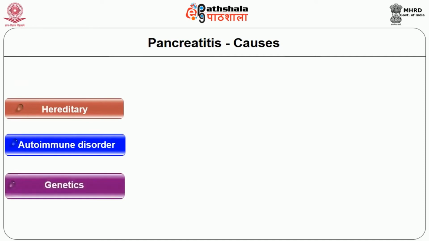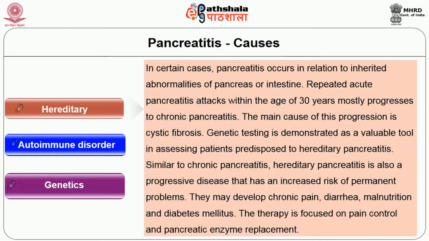Next cause is hereditary. In certain cases, pancreatitis occurs in relation to inherited abnormalities of the pancreas or intestine. Repeated acute pancreatitis attacks within the age of 30 years mostly progress to chronic pancreatitis. The main cause of this progression is cystic fibrosis. Genetic testing is demonstrated as a valuable tool in assessing patients predisposed to hereditary pancreatitis.